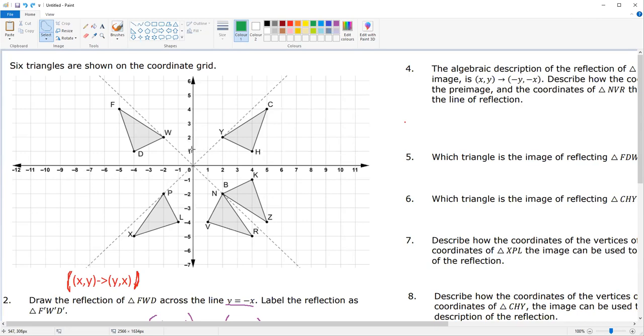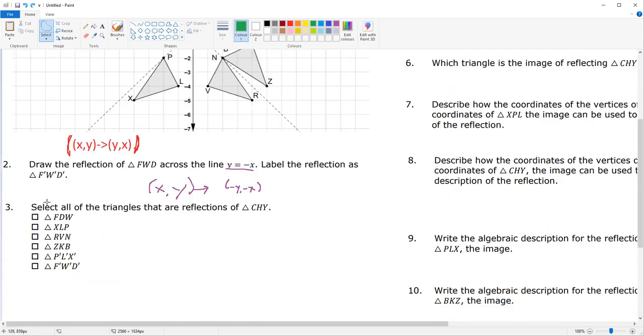Are W and Y the same distance from my y-axis? It looks like it. Are C and F the same distance from my y-axis? It looks like it. Are D and H the same distance from my y-axis? It looks like it. So I would say that, yeah, I think FDW is one of my reflections.